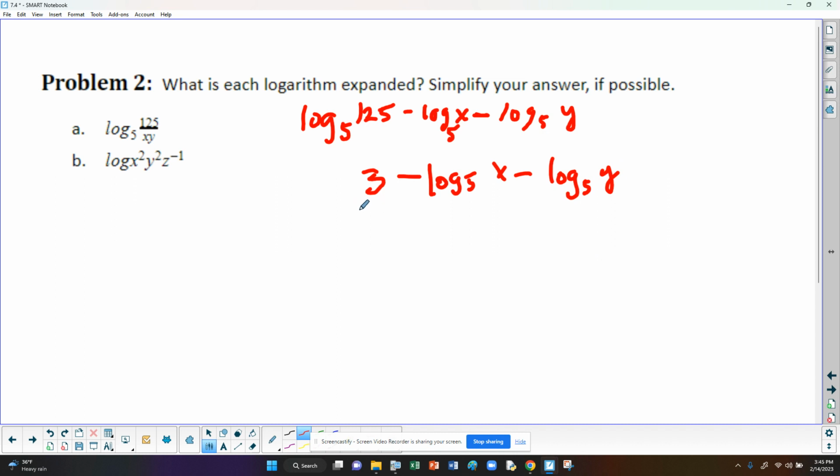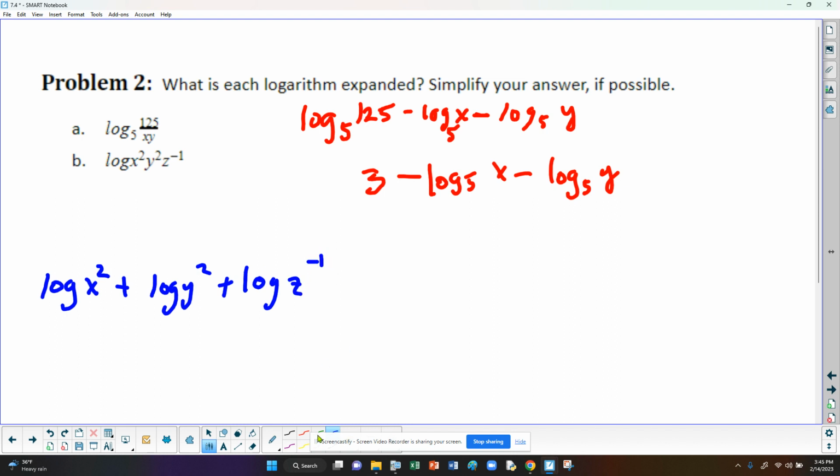And again, if we can see something that's clicking, we're going to want to simplify that. Heading to our second problem, we're going to have all those being multiplied. So we're going to have 3 logs being added together. I'm going to start over here because we're going to have multiple logs. We're going to have log x squared plus log y squared plus log z to the negative 1.